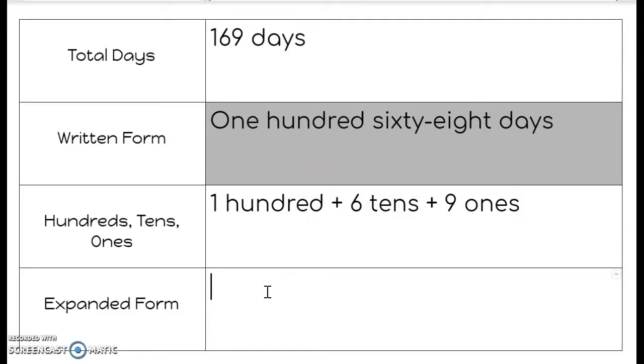And our expanded form, remember our expanded form is our equation that we use our hundreds, tens, and ones in our total days to help us. How many hundreds? There's 100 plus how many tens? 6. But we don't just write 6. What do we write? 60, right. Plus how many ones? 9, and that gives us 169. Just a reminder, you do not need to write the equation in the box or in the comment box. No need to do that today.